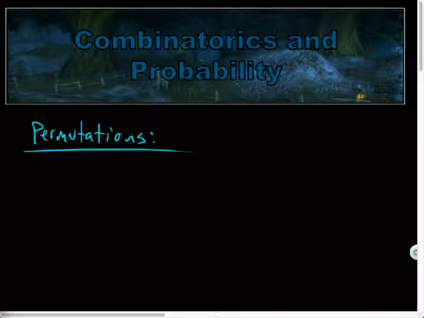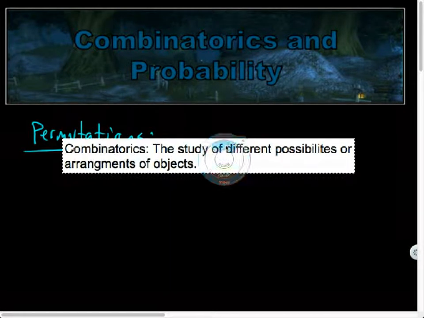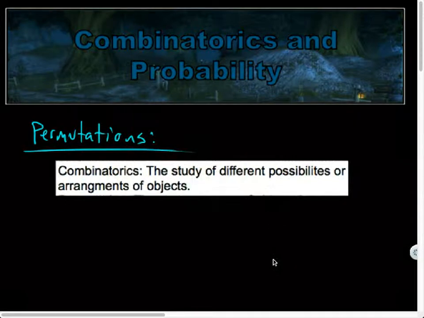So today we're talking about a brand new chapter, a brand new zone called combinatorics and probability. Probability you've definitely heard of before. Combinatorics maybe you're a little less familiar with. In case you're wondering, I can throw the definition of combinatorics up here for you real quick. Combinatorics is the study of different possible arrangements of objects. And a subset of combinatorics is permutations.